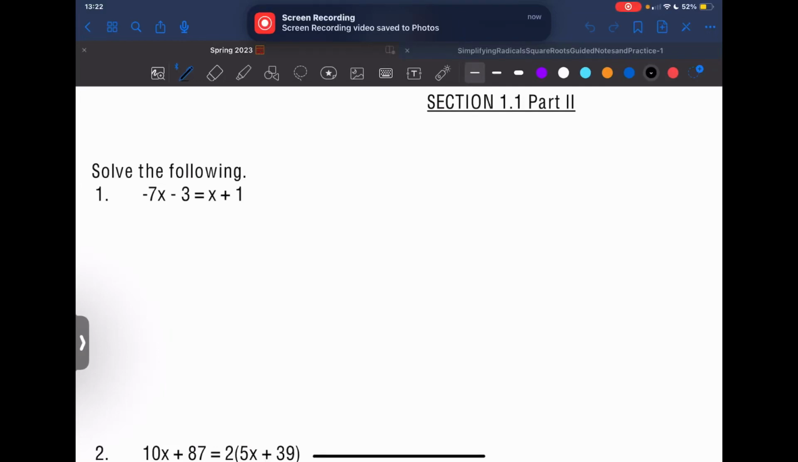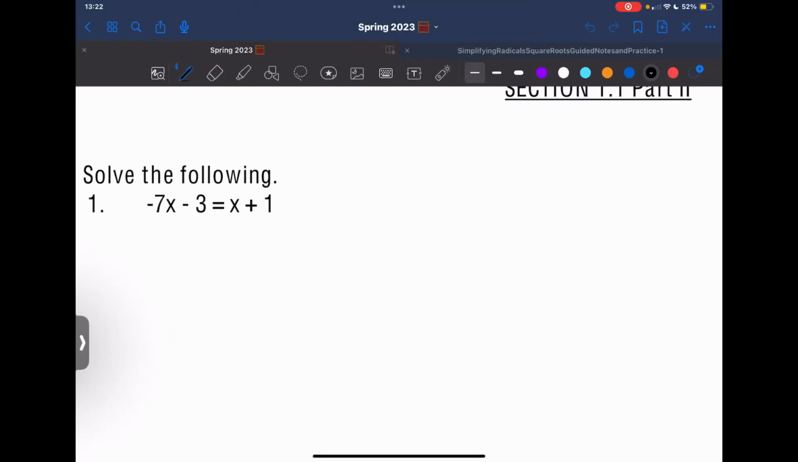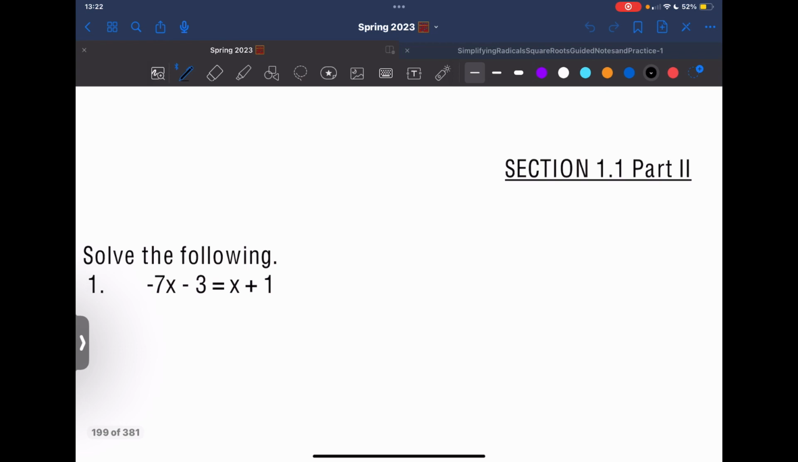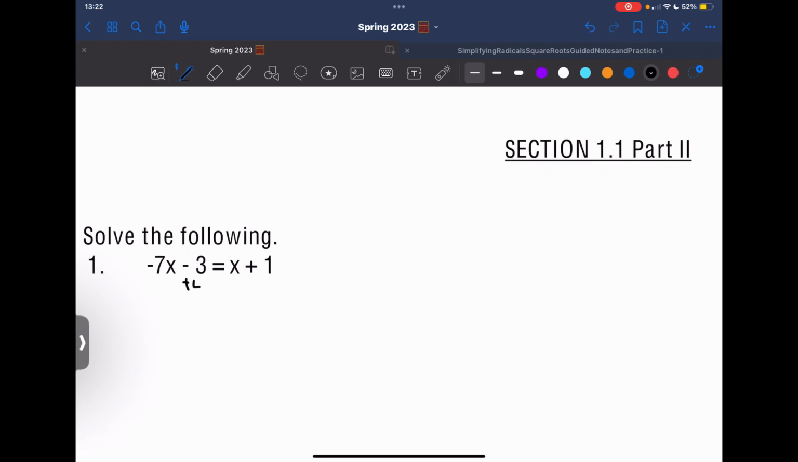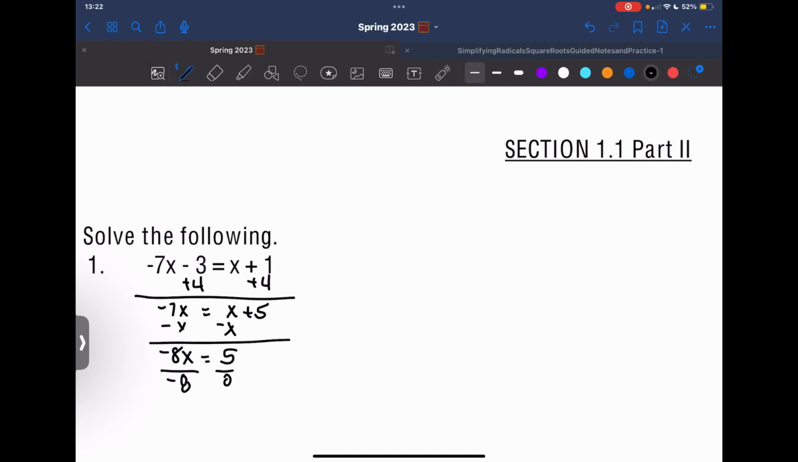Number 1 in section 1.1 part 2. This is for test 3. You're going to add 4 to both sides. Negative 7x equals x plus 5. You're going to subtract x from both sides. Negative 8x equals 5. Divide by negative 8. X equals negative 5/8. This is your solution.